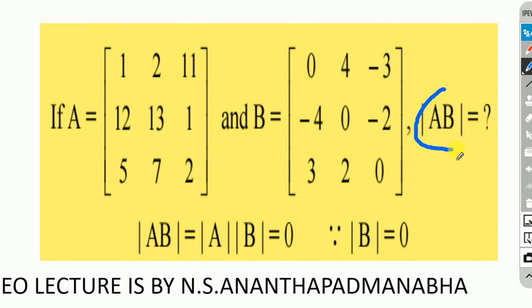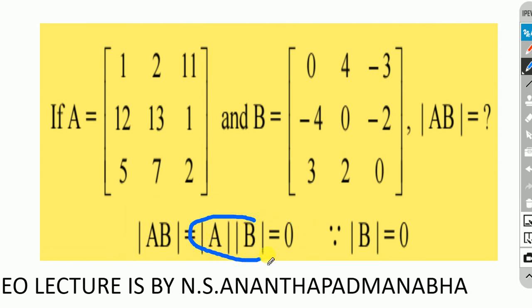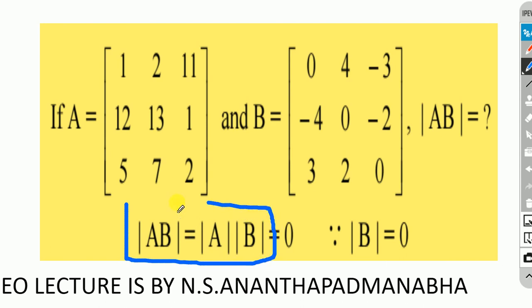Actually, to find the determinant of AB, I have to find the product AB, then I have to find the matrix AB. That is the usual method. But I use a shortcut trick here. Determinant of AB is equal to determinant of A into determinant of B. This is the known fact. We have this formula. Determinant of AB is nothing but determinant of A into determinant of B.